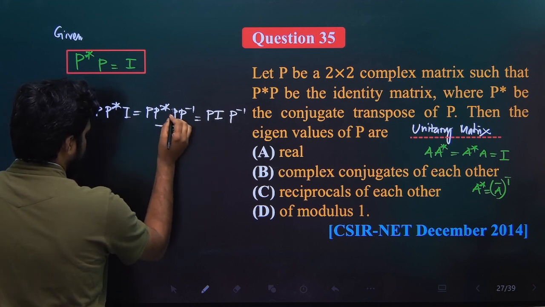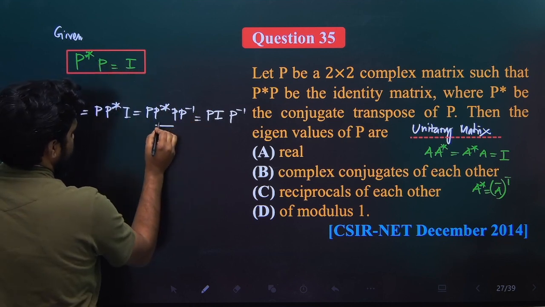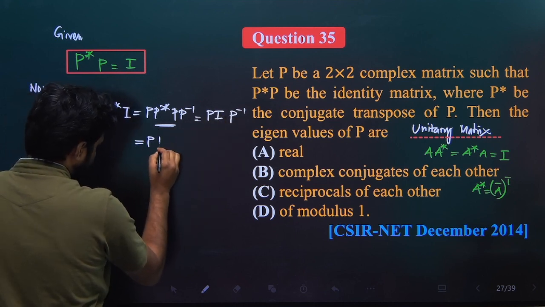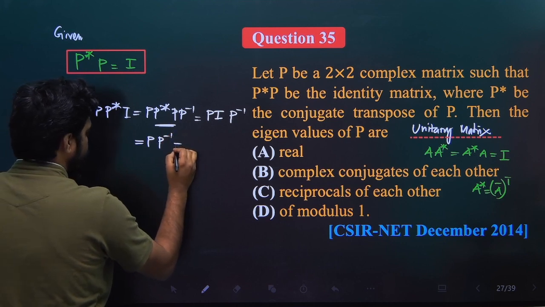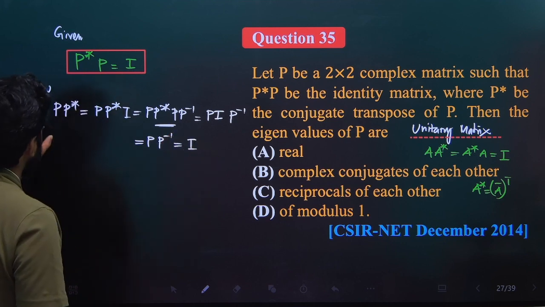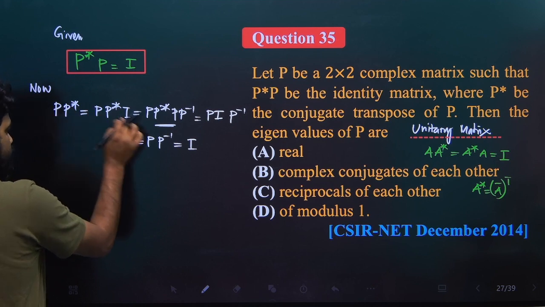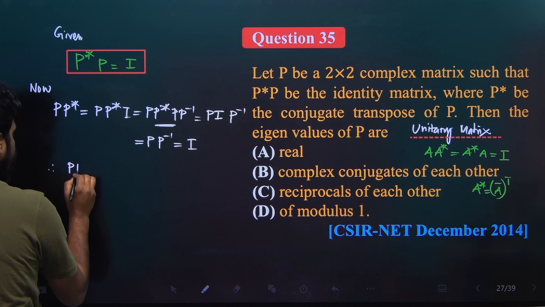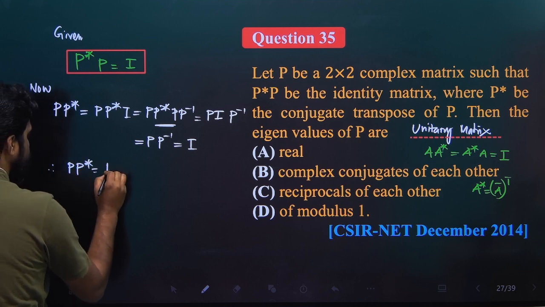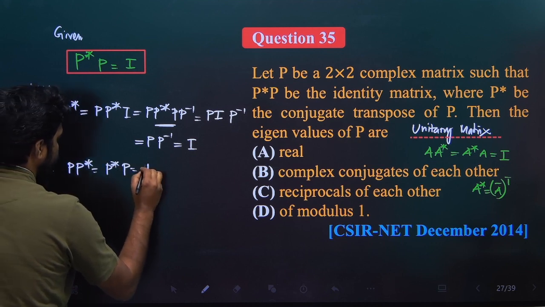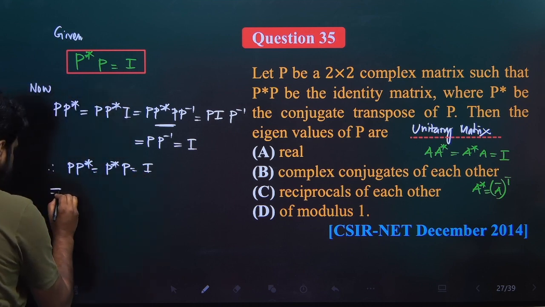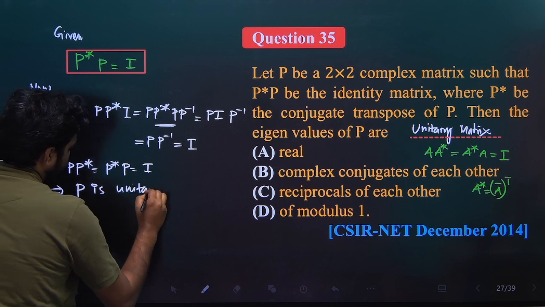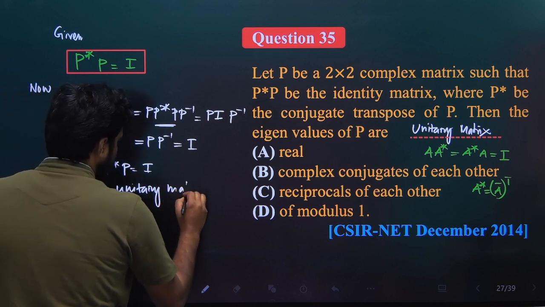So what we get? Just see, P star P means I, so P star is P inverse, and this is I. So we see that P star is I, and it is given that P star P is I. Therefore P star is equal to P star P is equal to I. This implies P is a unitary matrix.